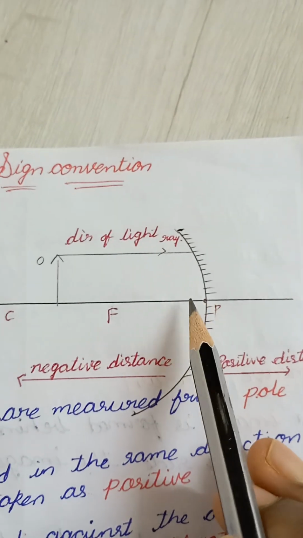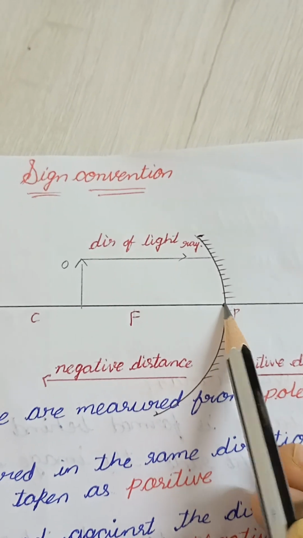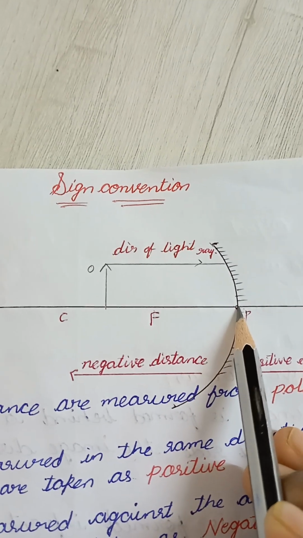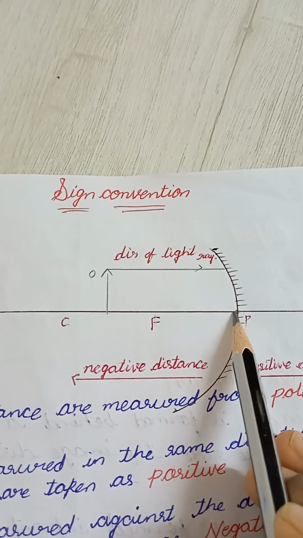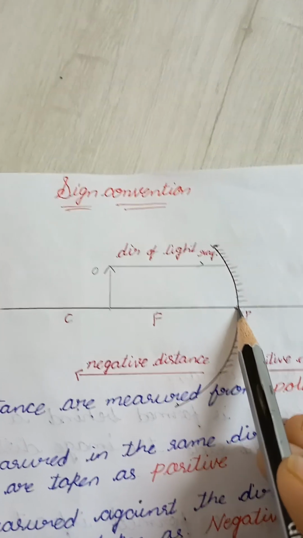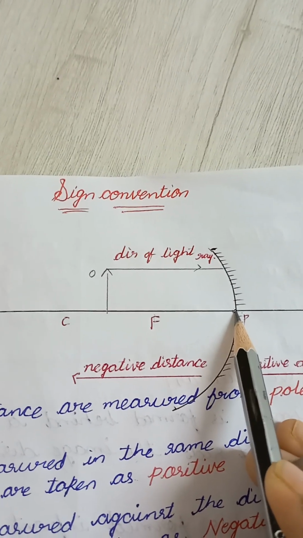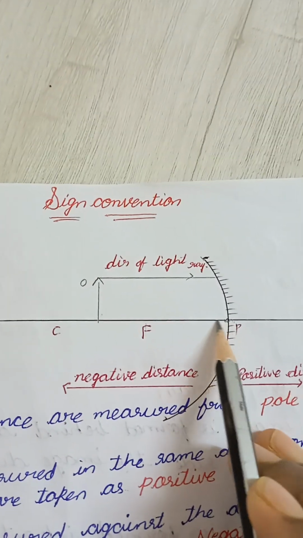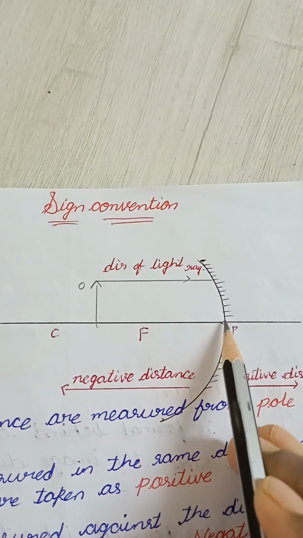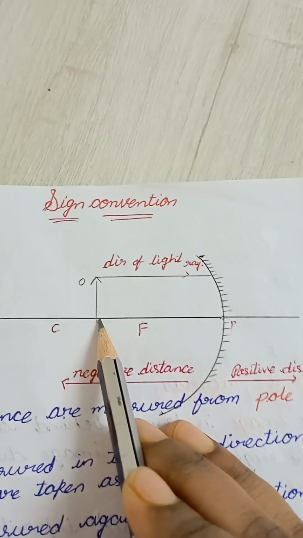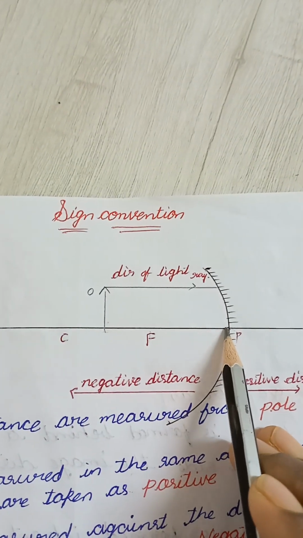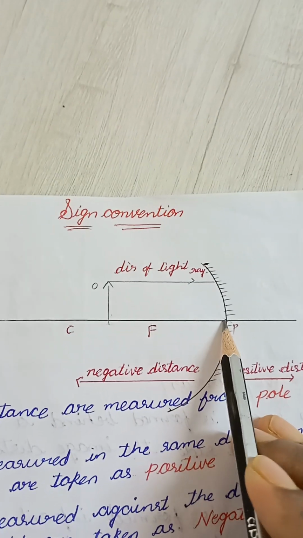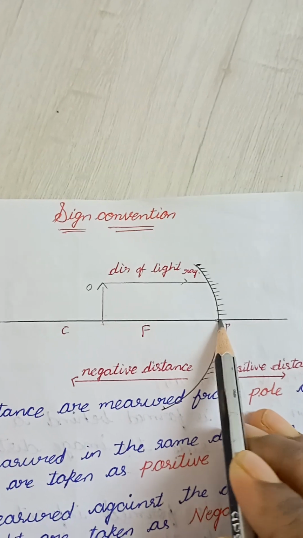All the distances must be measured from the pole. From here we need to measure. From the pole we need to start to measure the distance. See, here the object is there, so from the pole to this object we need to measure. How much? That we need to write as the object distance. Clear? All the distances should be measured from the pole.